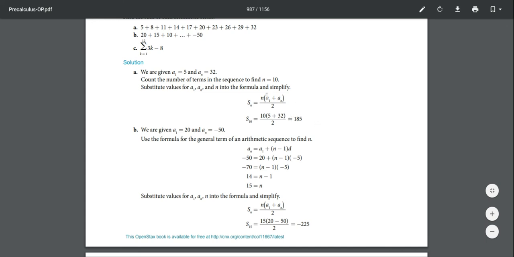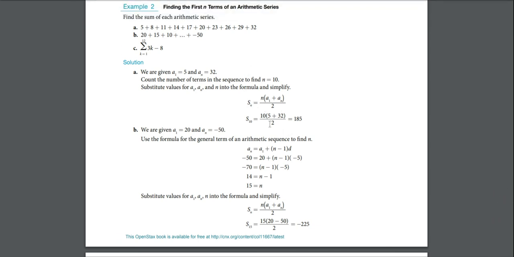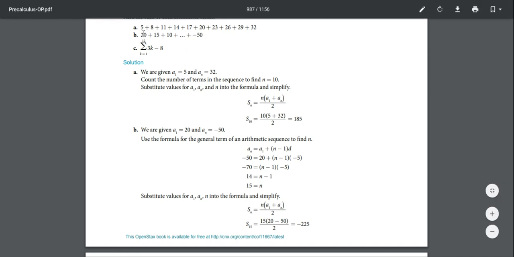And remember, this formula only works if the series is arithmetic. If it's not, then I can't use this formula. For B, I have my first term as 20. My last term is negative 50, but I don't know n. So I have to figure out how to find n in this situation, the number of terms.